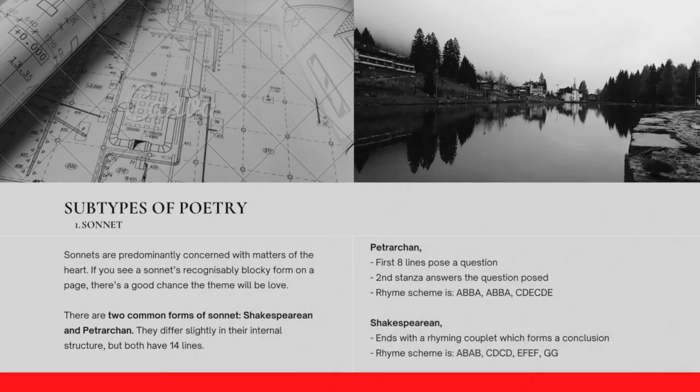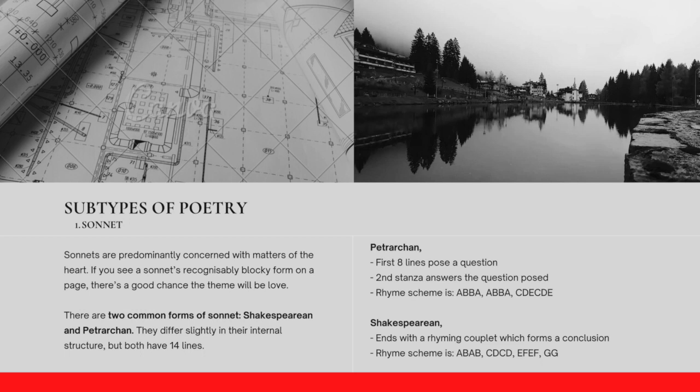Subtypes of poetry. The first one is sonnet. Sonnets are predominantly concerned with matters of the heart. If you see a sonnet's recognizably blocky form on a page, there's a good chance the theme will be love. There are two common forms of sonnet, Shakespearean and Petrarchan. They differ slightly in their internal structure, but both have 14 lines.